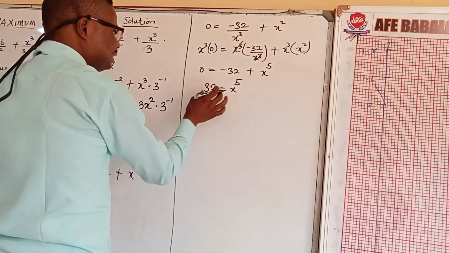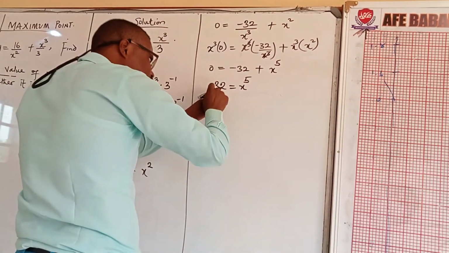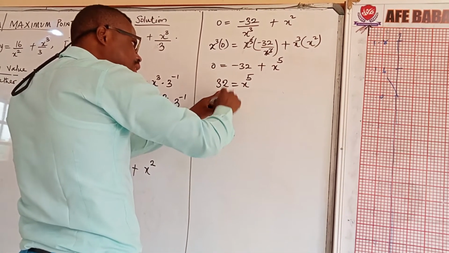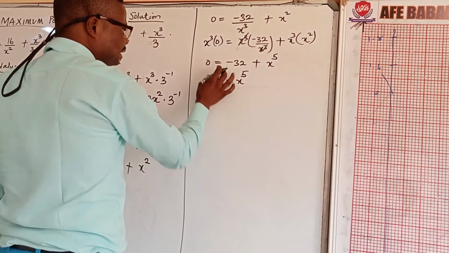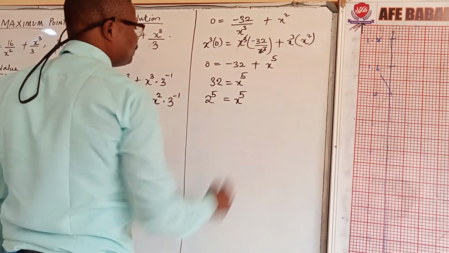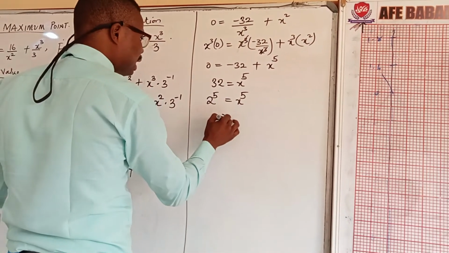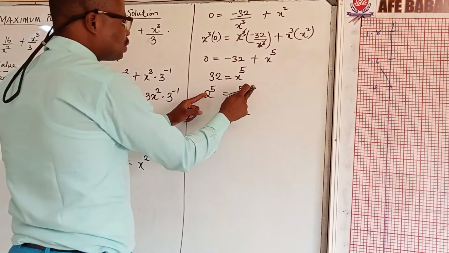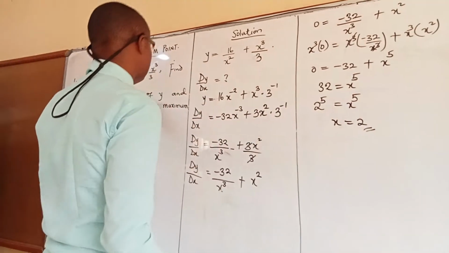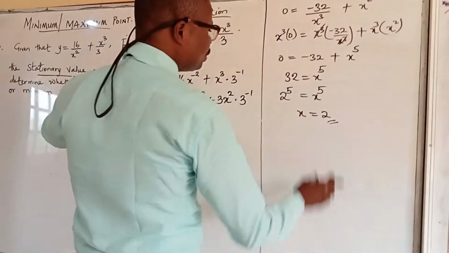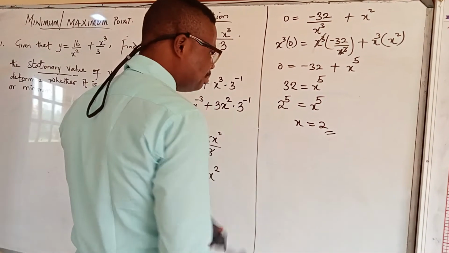So this is the same thing as 32 equals x raised to the power 5. From here, how can we express 32 as a number raised to the power 5? We see that 2 raised to the power 5 gives us 32, so 2 to the power 5 equals x to the power 5. When we equate the power, we equate the base, so we have x equals 2. So the value of x is 2, and the stationary value of x is 2.